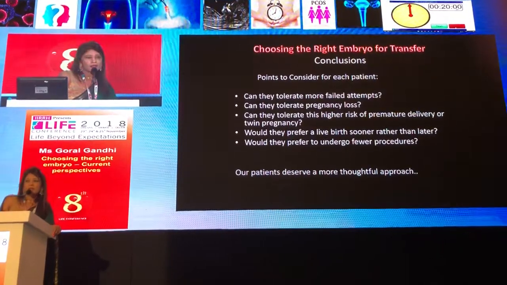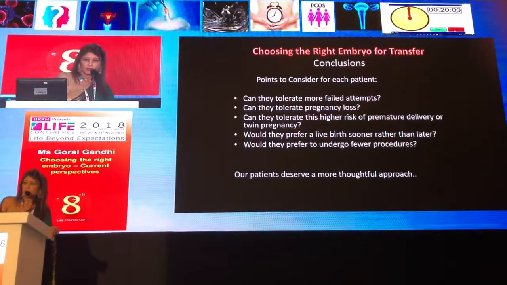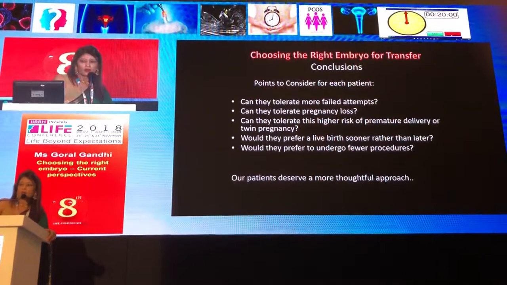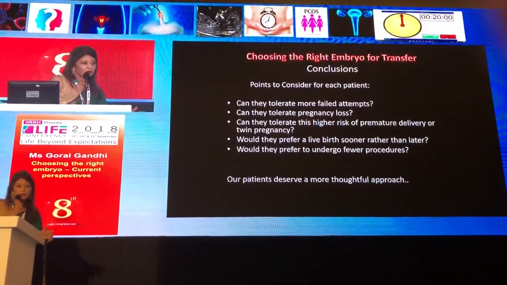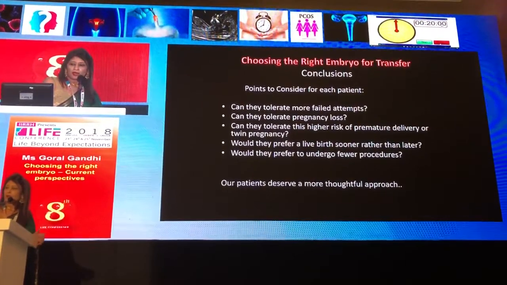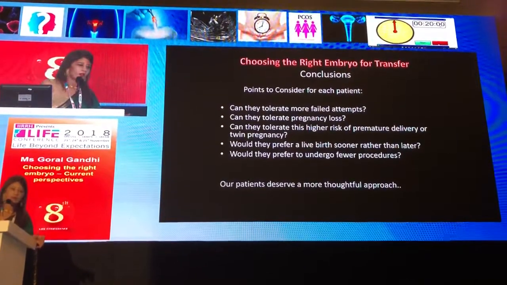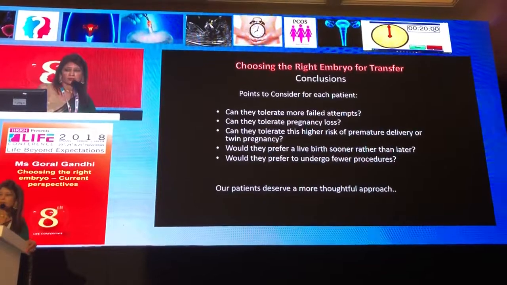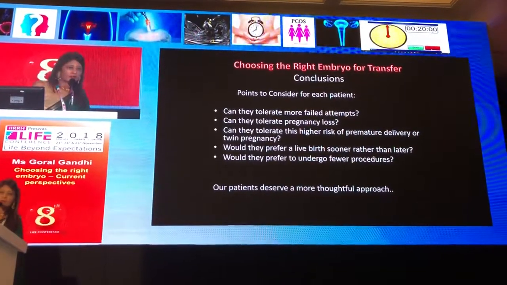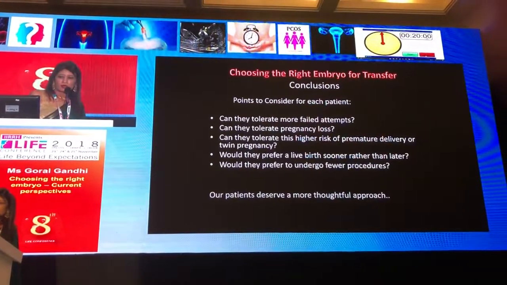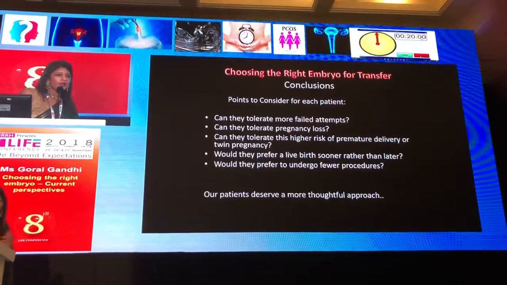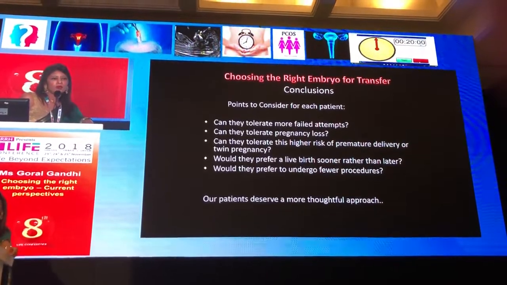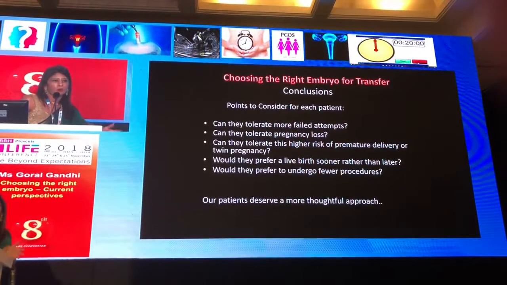We have to consider certain points for each patient. Can they tolerate more failed attempts? Can they tolerate a pregnancy loss? Can they tolerate this higher risk of premature delivery or a twin pregnancy? Would they prefer a live birth sooner rather than later? Would they prefer to undergo fewer procedures? So I feel that our patients deserve a much more thoughtful approach.